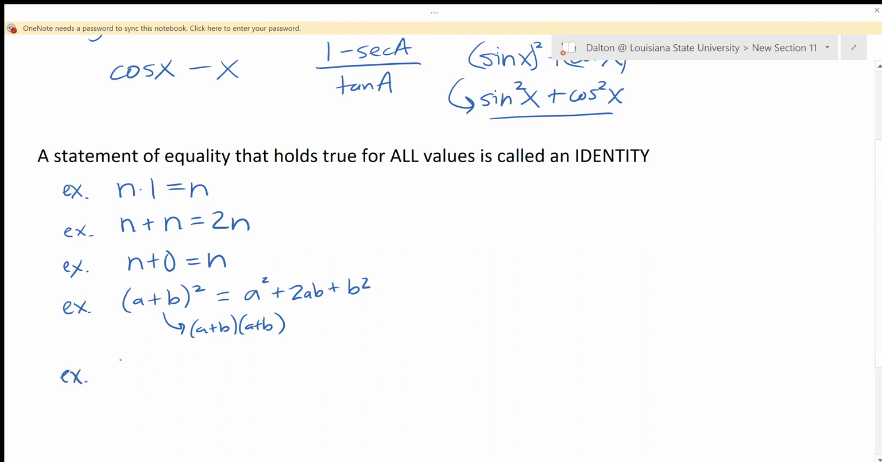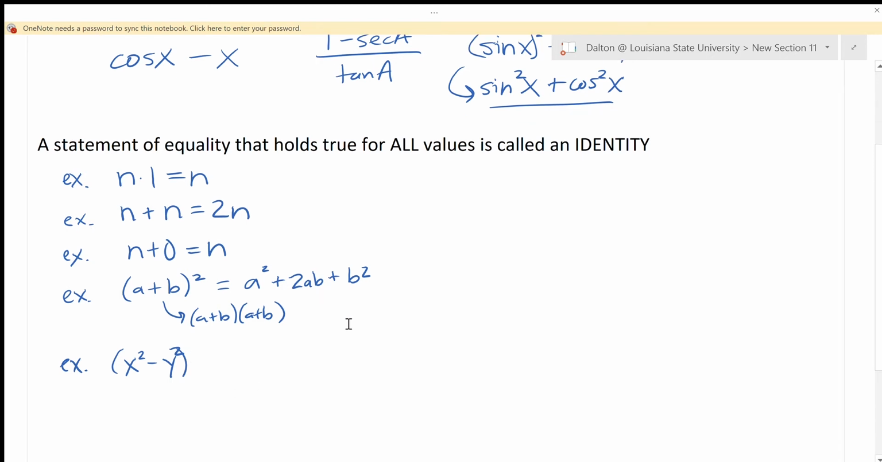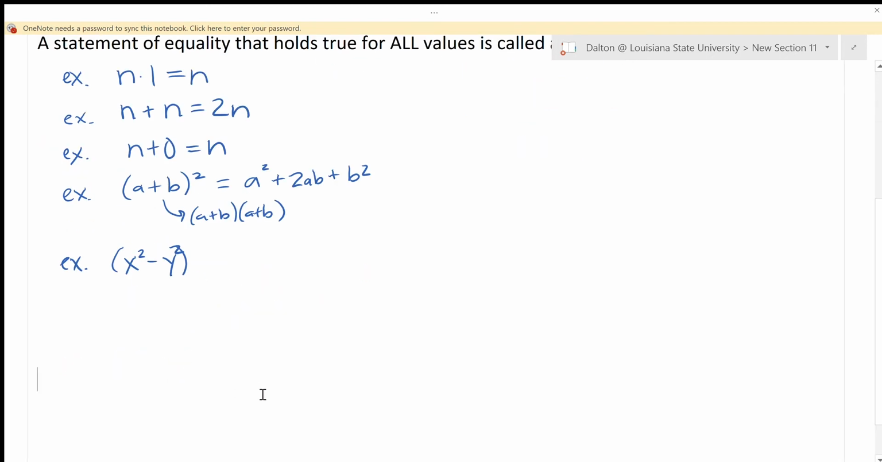What about something like x squared minus y squared? You don't need parentheses around it. I don't know why I did that. That's okay. How can I expand that?